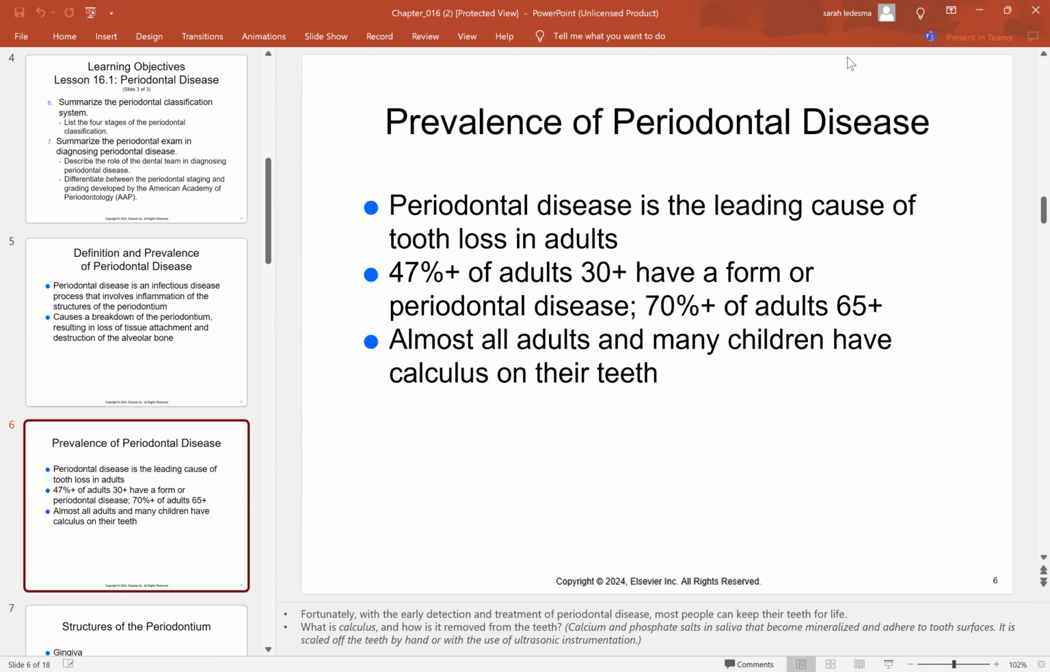Periodontal disease is the leading cause of tooth loss in adults. 47% of adults 30 plus have a form of periodontal disease, and 70% of adults 65 plus. Almost all adults and many children have calculus on their teeth.